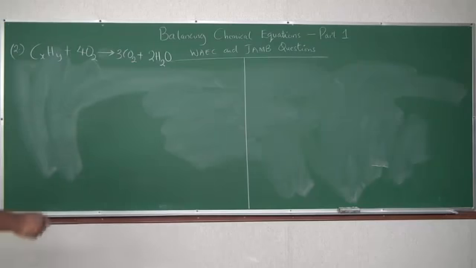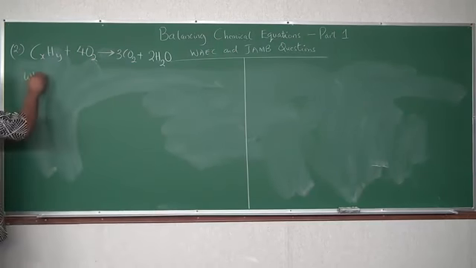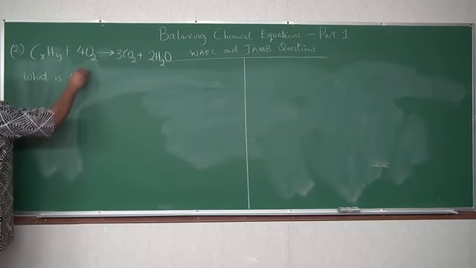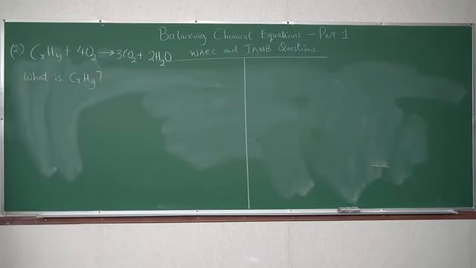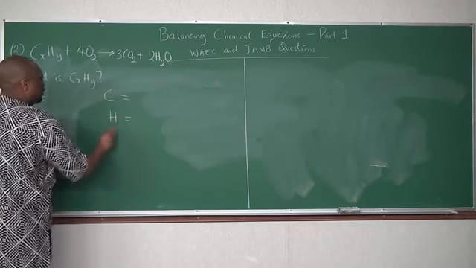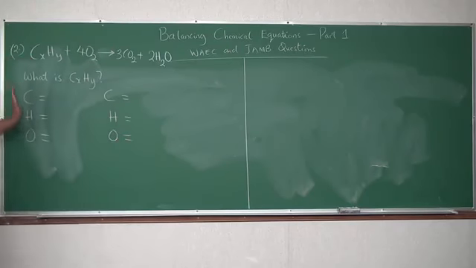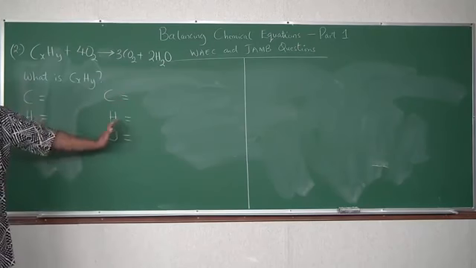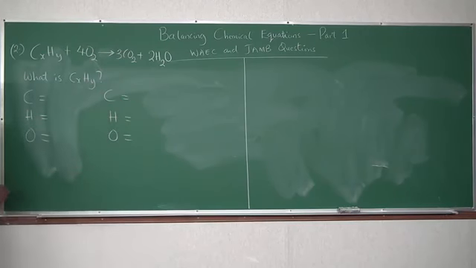Find what is the hydrocarbon? Okay? So we list the elements of the reactant: carbon, hydrogen, oxygen. In the same order, you list the elements of the product. So here carbon is x, hydrogen is y, oxygen is 8.